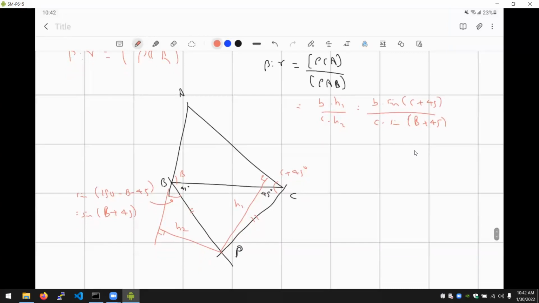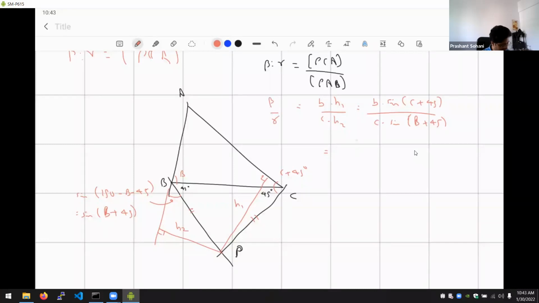Okay, and now here is the ingenious stroke which finishes this problem just like that. In one line, the problem will be finished now. What I'll do, I can rearrange these expressions. So this is the ratio of beta to gamma, remember. I'll write this as b upon sine B plus 45 upon c upon sine C plus 45. So it is the same expression, but I separated the b and c now.